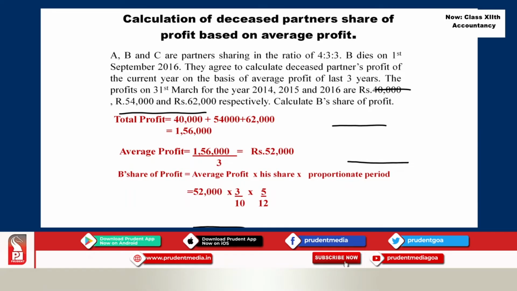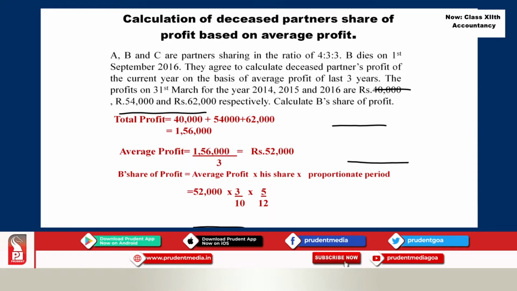Calculation of deceased partner's share of profit based on average profit. Now what is average profit? You all already know. You take the total profits of the last so many years and you find out the average. Very simple. Let us see the illustration. A, B and C are partners sharing in the ratio of 4:3:3. Which partner dies here? B dies.